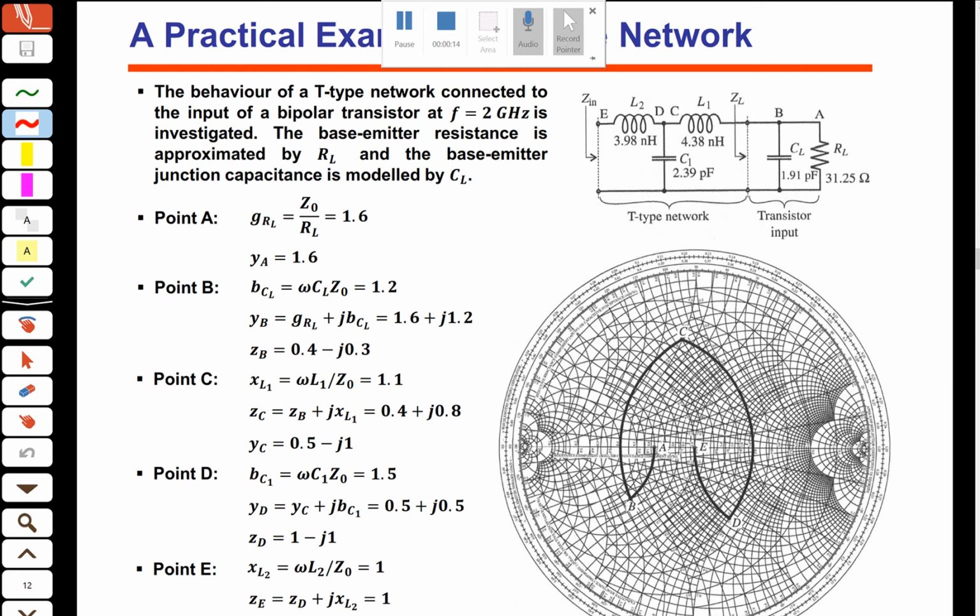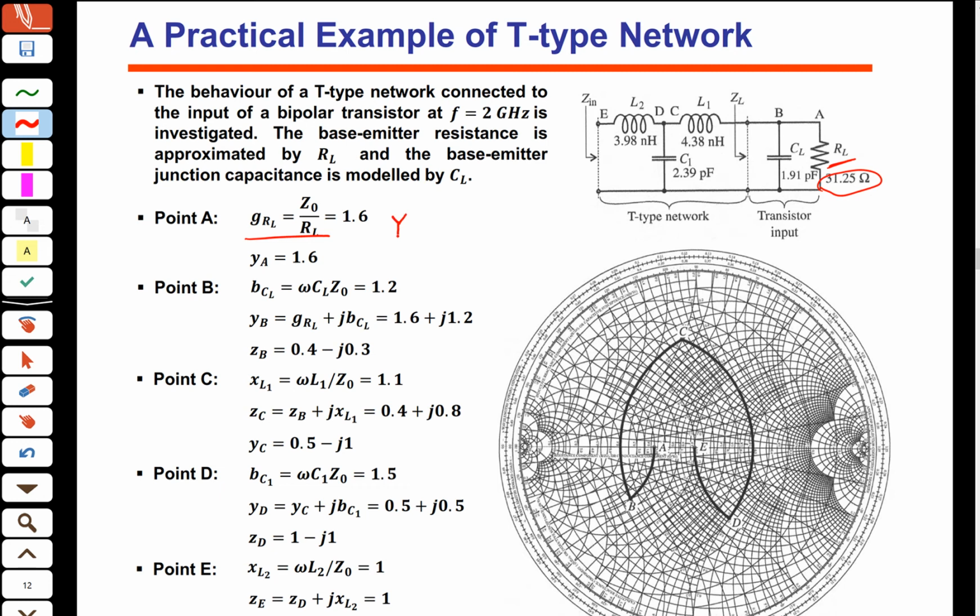The first thing is that you have to find the impedance. What's the value for the impedance, the resistance of this transistor? So the resistance of the transistor is 31.25. First step is to normalize that. Assume that our transmission line is 50 ohm. So we normalize that to 50 ohm. So we find that, and then I said that we are interested in admittance.